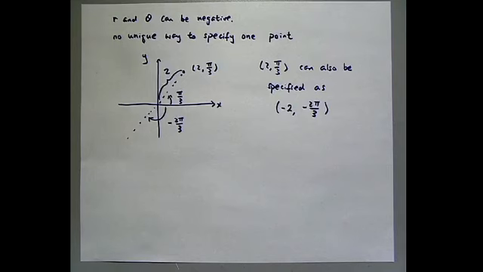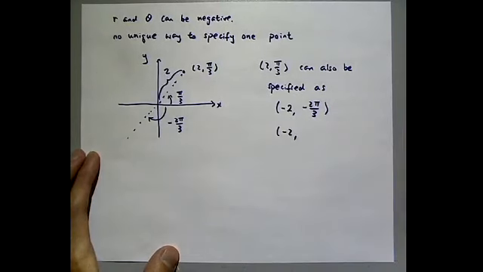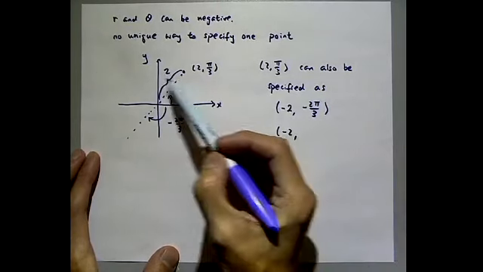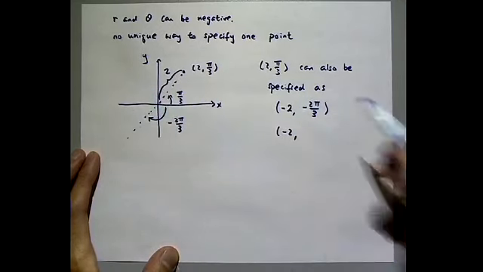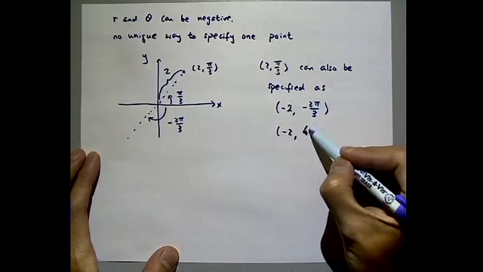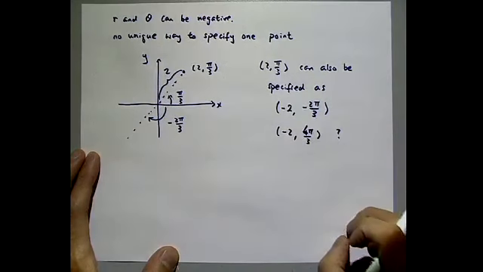All right, so who's got one more way to do it? What you got? Negative 2, 4 pi over 3. Okay, I'll write it down and then we'll talk about it. I'll put a question mark next to it. Who else?